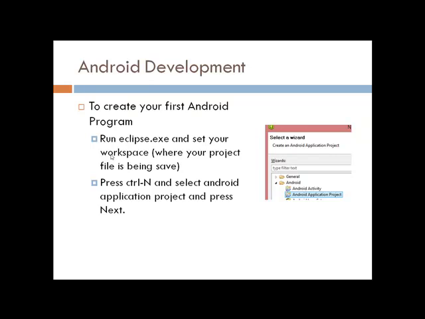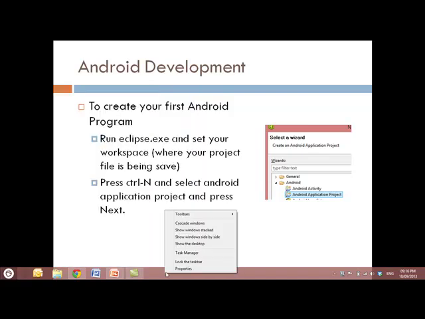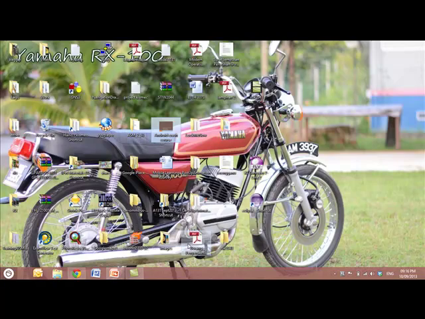So be very careful where you set your workspace. Make sure that you can find the directory of your workspace, and normally by default Eclipse will suggest a location, and you just follow the workspace suggested by Eclipse. Then save, and then press Ctrl N, and select Android application project and press next. So to do this, let's see, show the desktop. So this is my Eclipse.